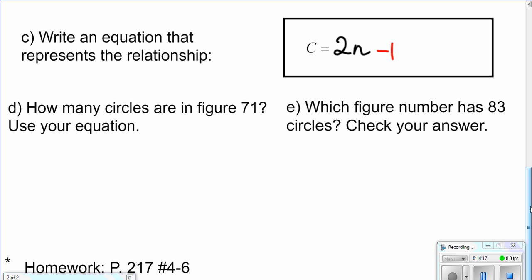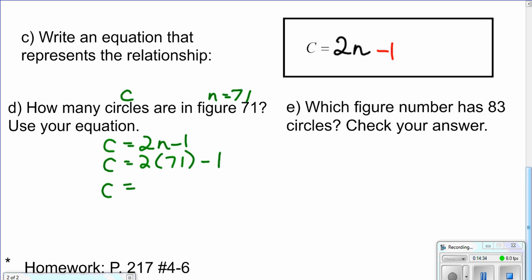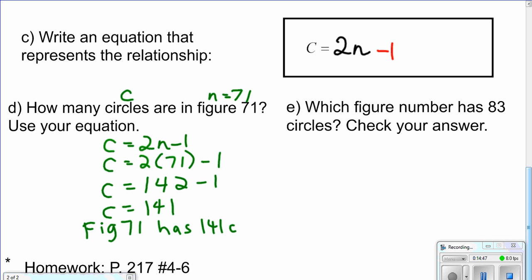Okay, so then how many circles are in figure 71? So when n equals 71, what is C? So we write our equation. Following BEDMAS, 142 take away 1. So in figure 71, there are 141 circles. I don't know about you, but finding the equation would be much quicker than actually drawing it out.